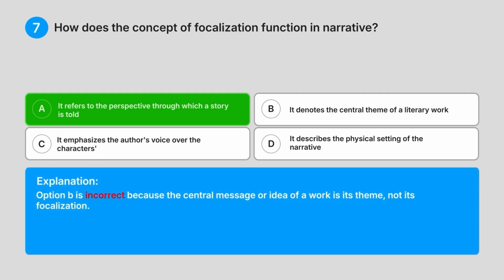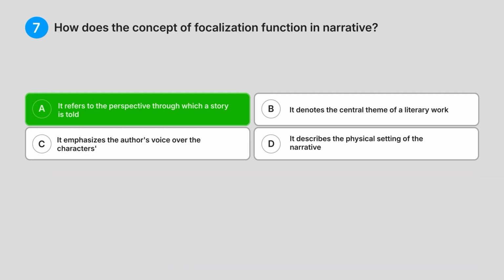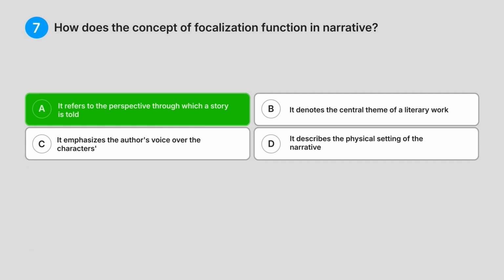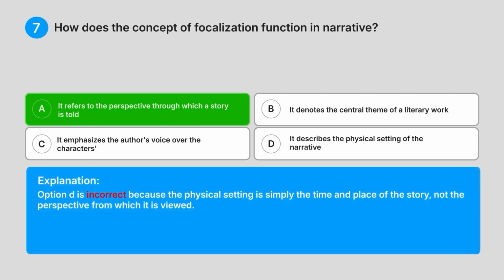Option B is incorrect because the central message or idea of a work is its theme, not its focalization. Option C is incorrect because focalization can actually do the opposite. It often emphasizes a character's perspective, limiting the reader's knowledge to what that character sees or knows. Option D is incorrect because the physical setting is simply the time and place of the story, not the perspective from which it is viewed.